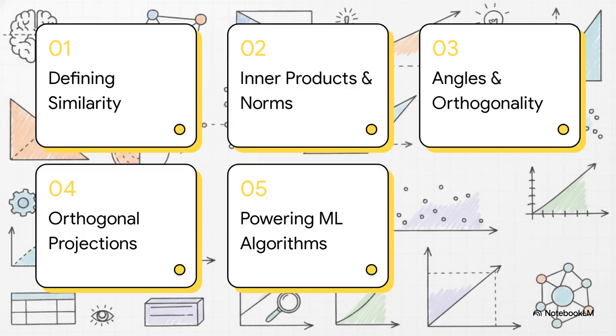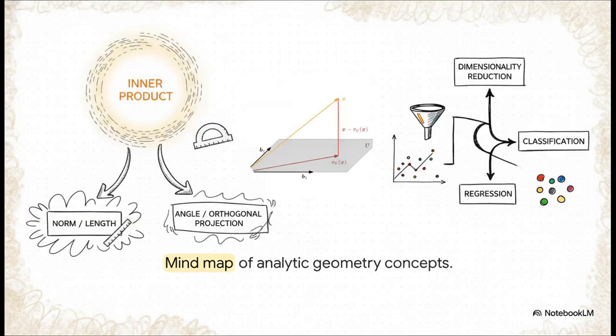Okay, let's dive right into this. Here is our roadmap for today. We'll start with 1. Defining similarity for machines. Then move to 2. Inner products and norms. 3. Angles and orthogonality. 4. Orthogonal projections explained. And finally, 5. Powering machine learning.